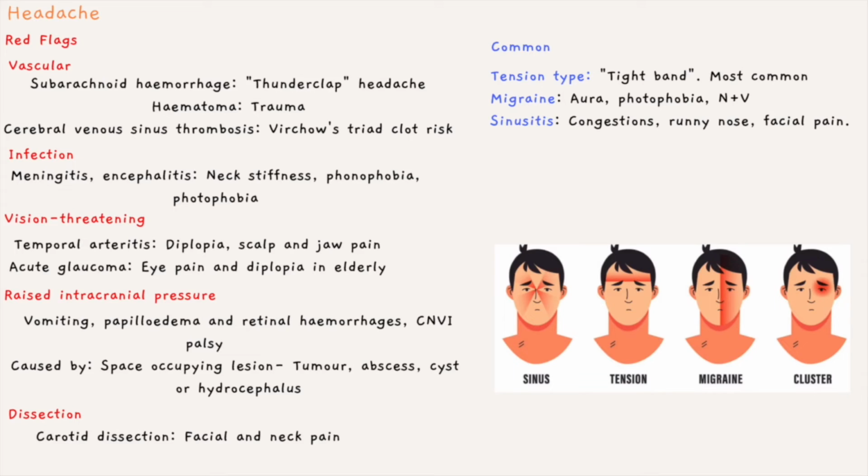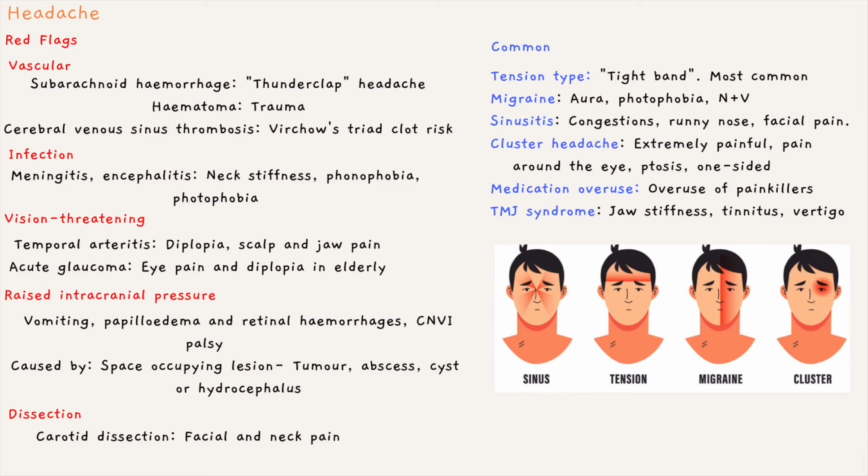Sinusitis causes congestion, rhinorrhea or runny nose, and facial pain over the sinuses and is associated with infections. Also, cluster headaches are extremely painful around the eye and have other eye symptoms such as ptosis. It is often also one-sided, and you would be suspicious of medication overuse if the patient has been taking a lot of painkillers, ironically for their headaches.